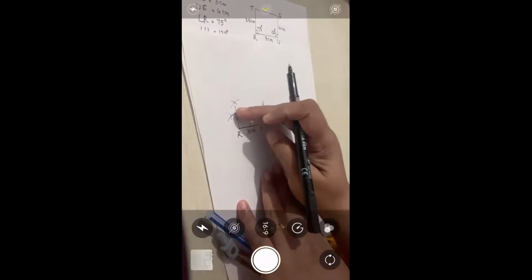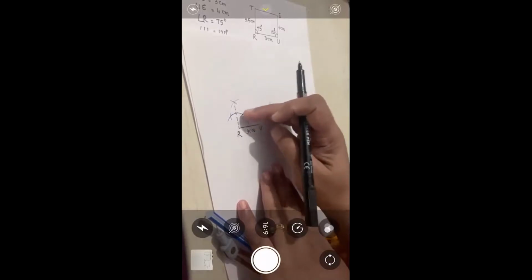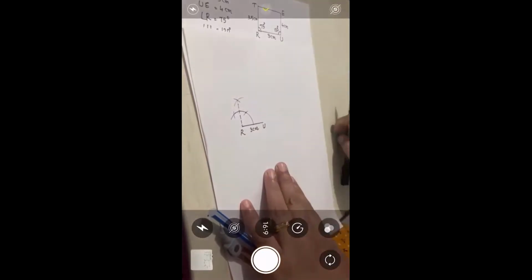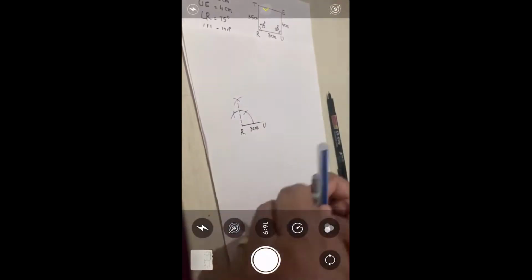So here it will be 30 degrees. Here it is 60. So the 30 bisected will be 15. So 60 plus 15, you will get 75 degrees. So we have to draw the bisector again.